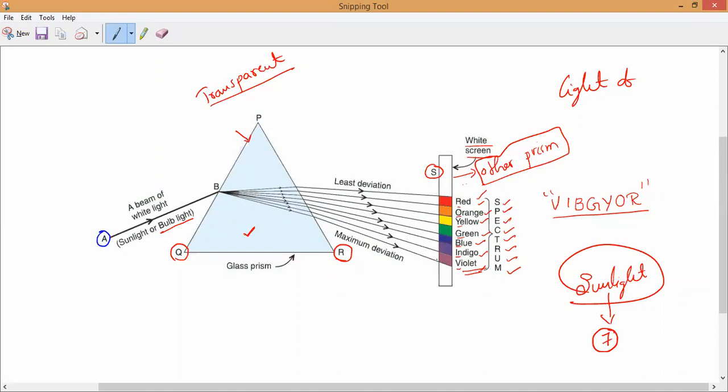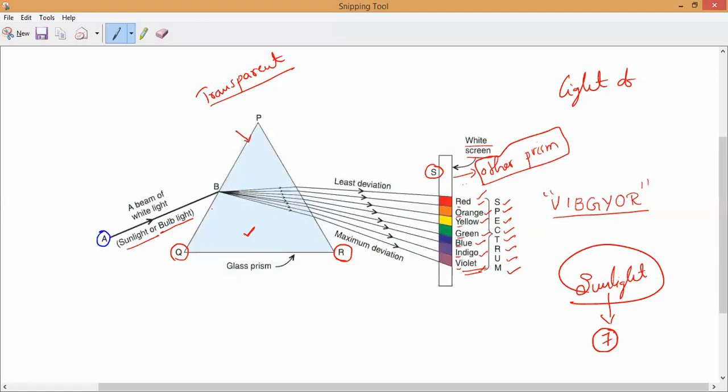You should remember, understand? Instead of sunlight, you can take white light also, because suppose you don't have a source of sunlight, then you can produce white light and make it fall, the light which is coming from the bulb.